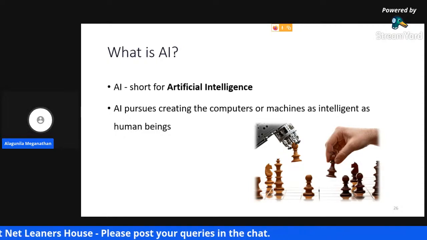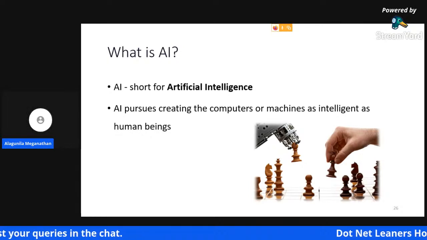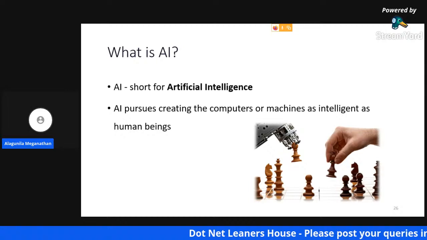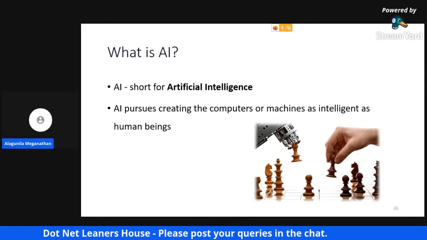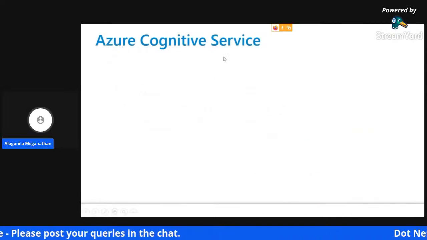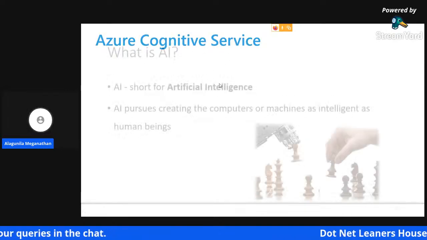Everywhere we have AI. AI is present inside email. Whenever we receive an email, it analyzes the content present in the mail and predicts whether it should be placed in the inbox or moved to spam. So we all know about Azure Cognitive Services.